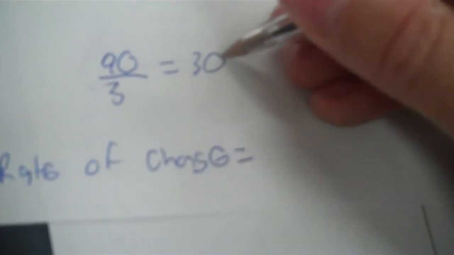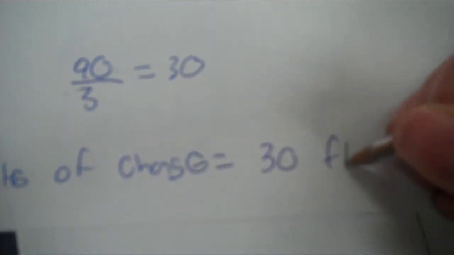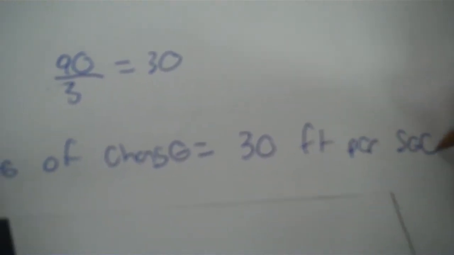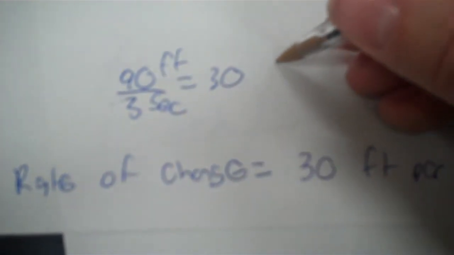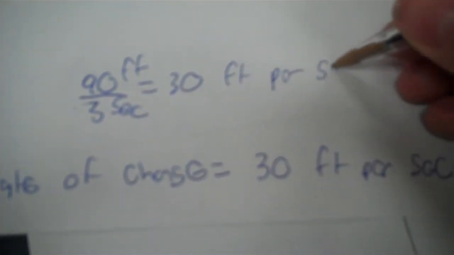We take our distance, 90 feet, divided by the time, 3, and that equals 30. So 30 feet per second. That's a rate of change because it's 90 feet, 3 seconds, so 30 feet per second.